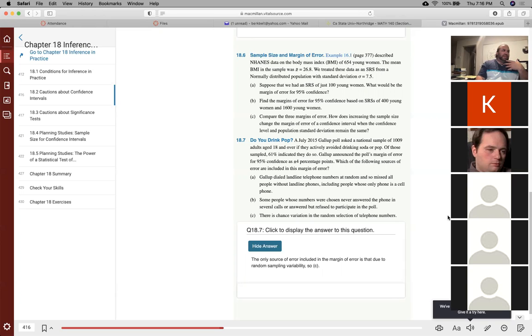Now, if the margin of error is computed and does not actually take everything into account, if I did take everything into account, do you think the margin of error will be bigger or smaller?